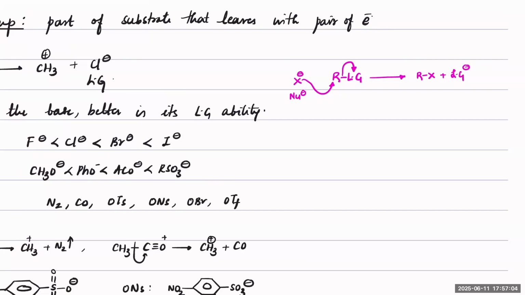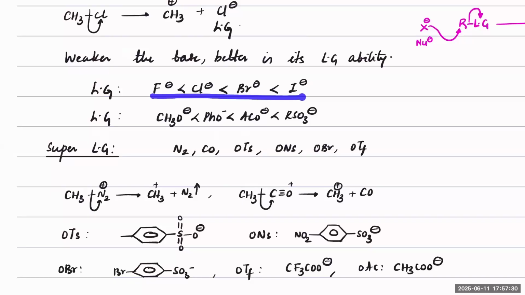So leaving group is always a conjugate base. And if that base is weaker, it will leave the molecule very easily. And if the base is stronger, it will be a weak leaving group. Got it? And that's what you will notice here. Out of these four, iodine is the weakest base. That's why it is the best leaving group. So I minus, Br minus, Cl minus, and F minus. This is the ability of leaving groups.